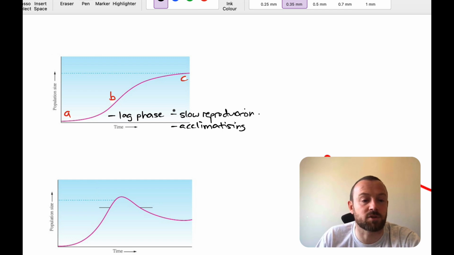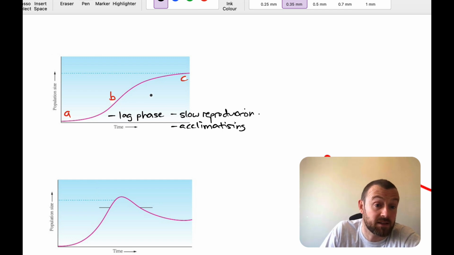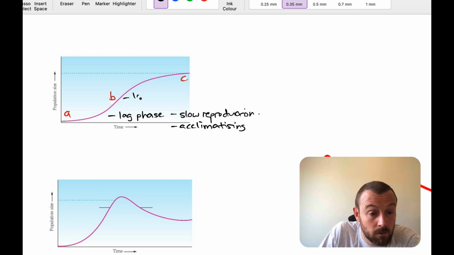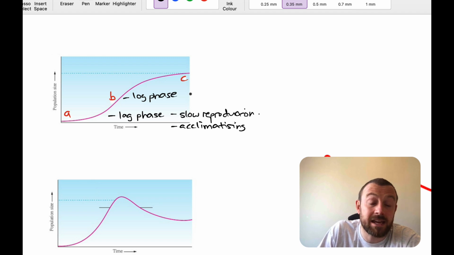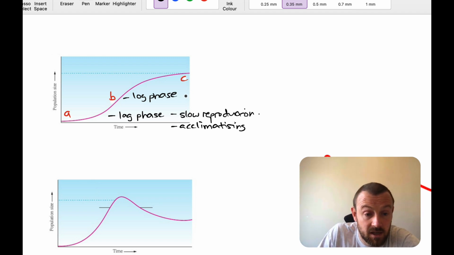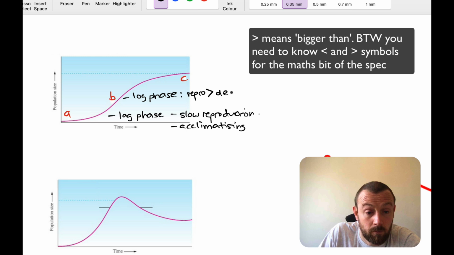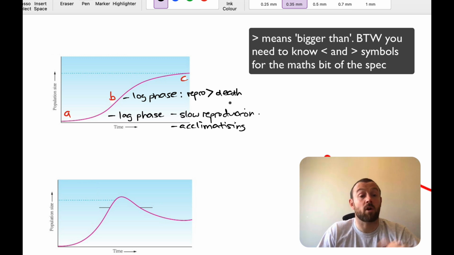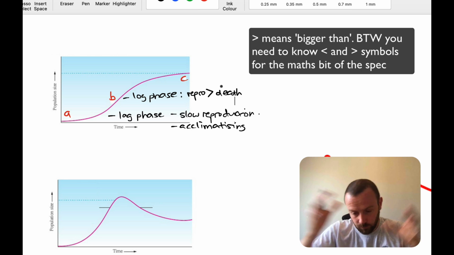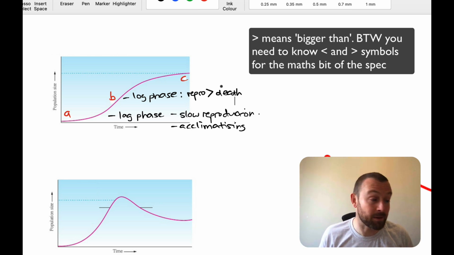After a while, after the animals get acclimatized, we're going to enter into B, and this is log phase. So B, log phase, we've got fast reproduction. The key thing here in log phase is that the reproductive rate is much bigger than the death rate. So we're growing exponentially because resources are plentiful, everything's good, and the population is growing really rapidly.